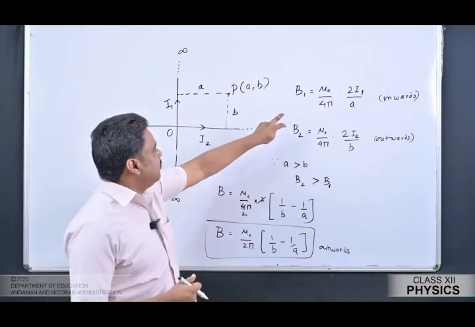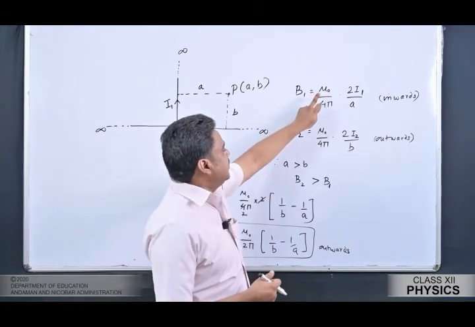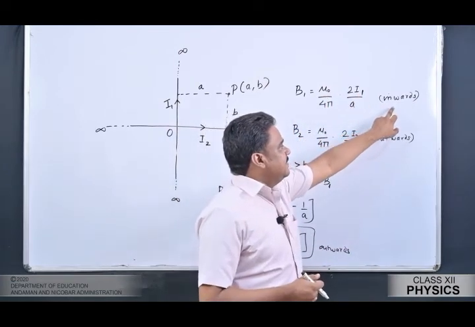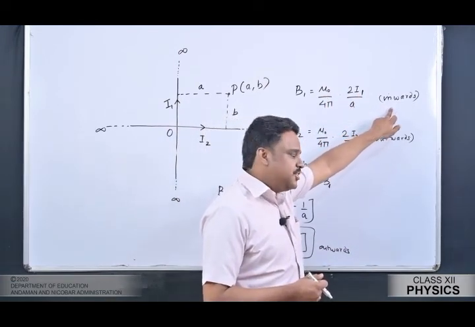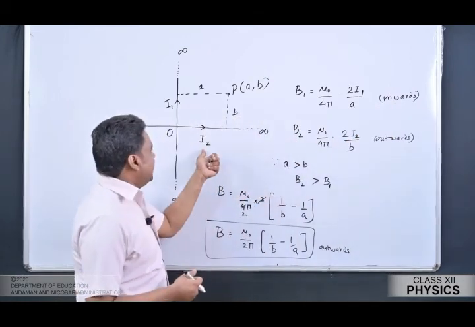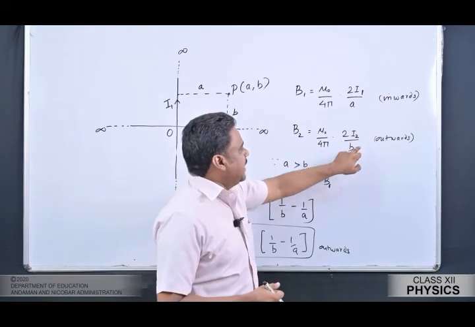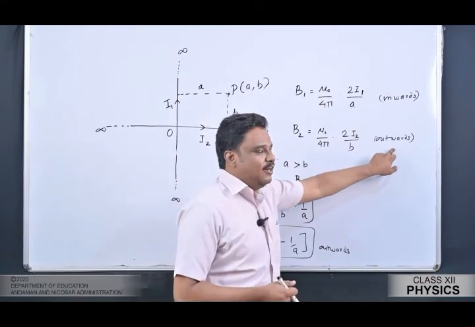So how does the equation modify for the first one? B1 is equal to mu naught by 4 pi 2I1 by A. By applying the direction rule, it acts inwards. Number 2, what about the current I2? It creates a magnetic field B2, mu naught by 4 pi 2I2 by B. What about the direction? Outwards.